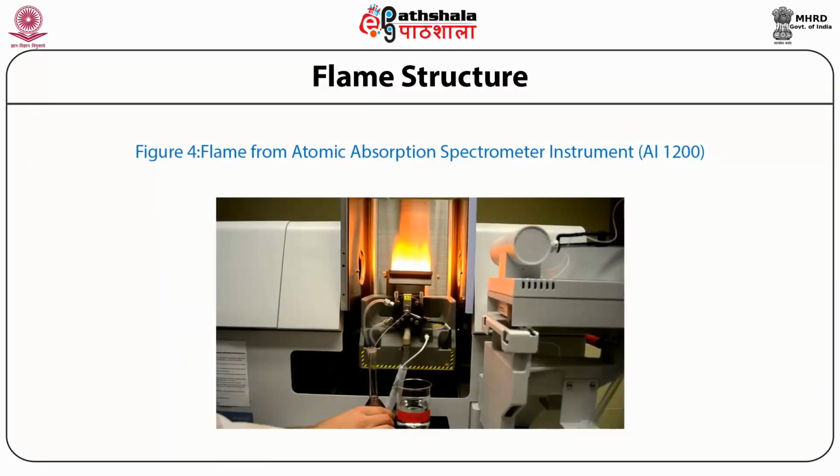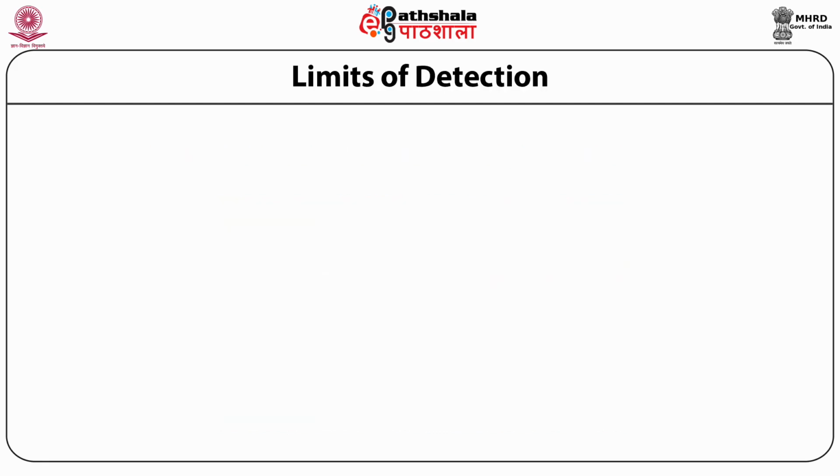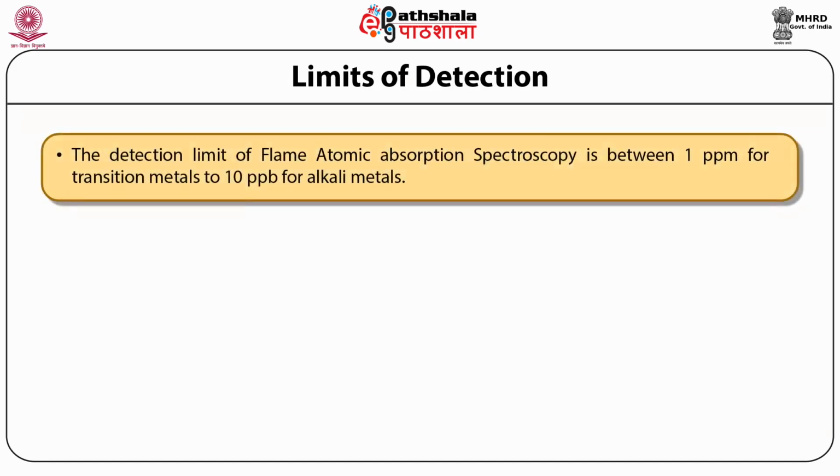This figure shows you a typical burner, or you can say flame, of the atomic absorption spectrometer instrument AI 1200. The limits of detection of flame atomic absorption spectroscopy are between 1 part per million for transition metals to 10 parts per billion for alkali metals.